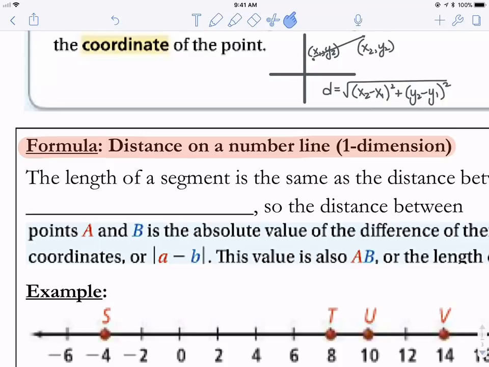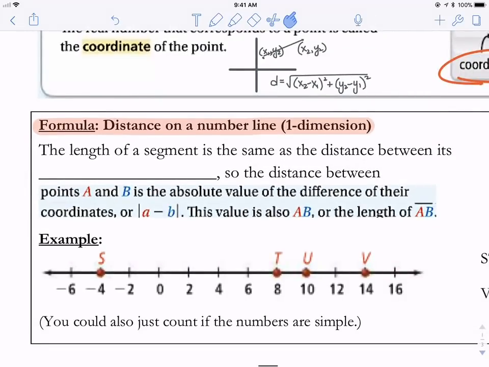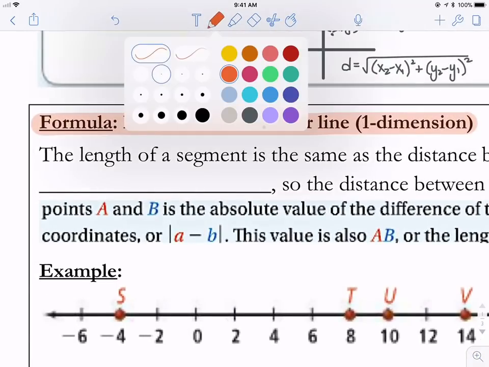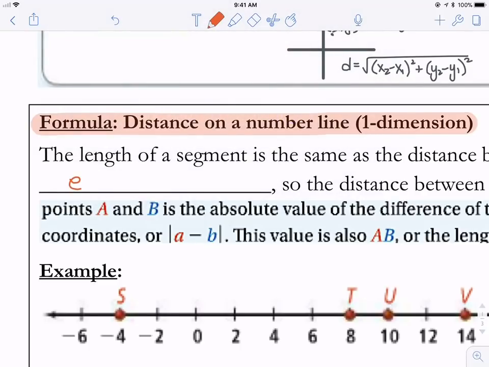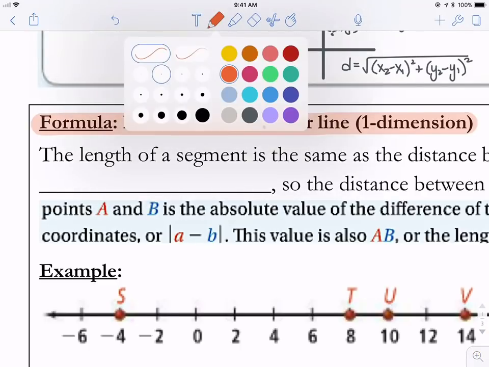Okay, the length of a segment is the same as the distance between its what? Well, the distance between its endpoints. Oops, let me make that bigger.